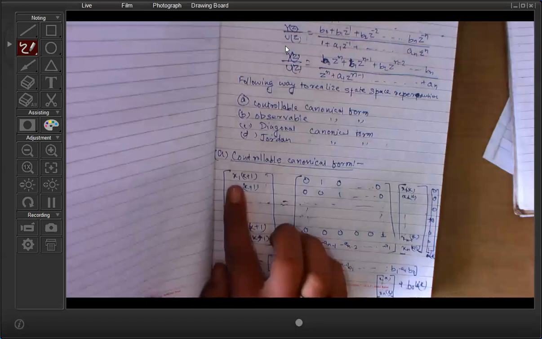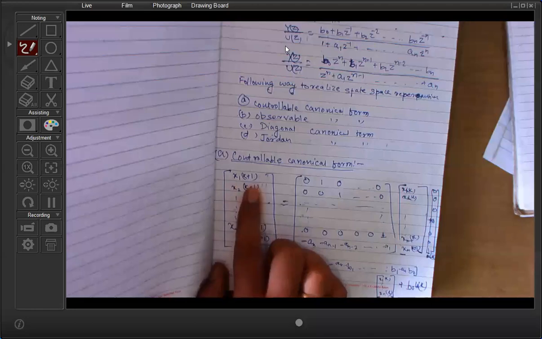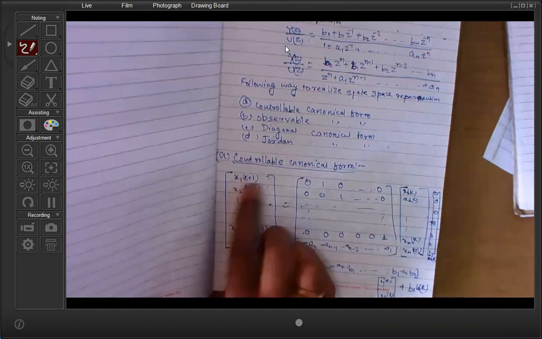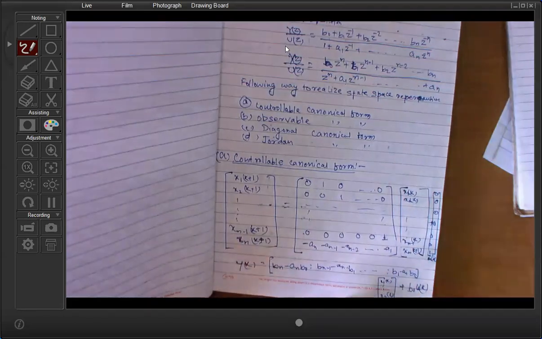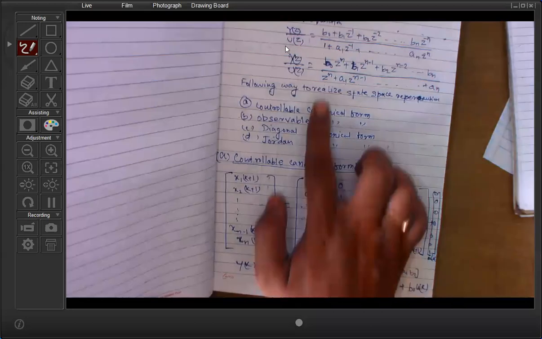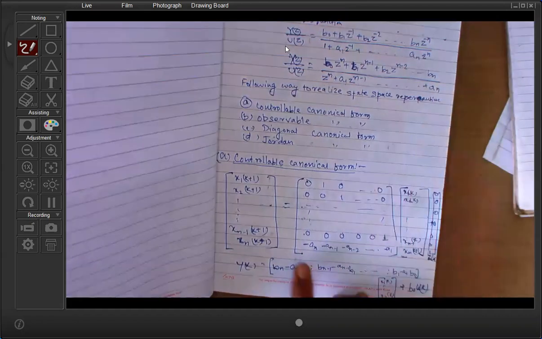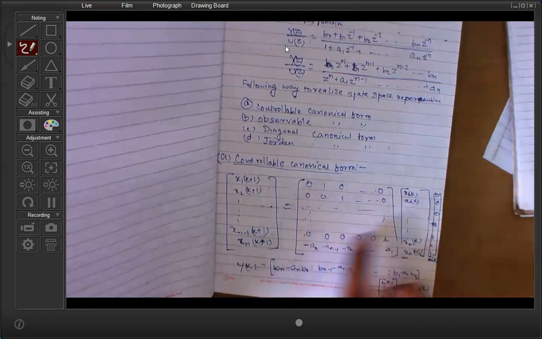So in the state space representation, we have x1(k+1), x2(k+1), where k+1 is equivalent to the derivative of the state variable. So we have x1(k+1), x2(k+1), up to xn(k+1). In this form, the coefficients of the denominator, an, an minus 1, an minus 2, have to be in the last row, and the other rows are 0 1 0 0, 0 0 1 0 0, and so on in this way.